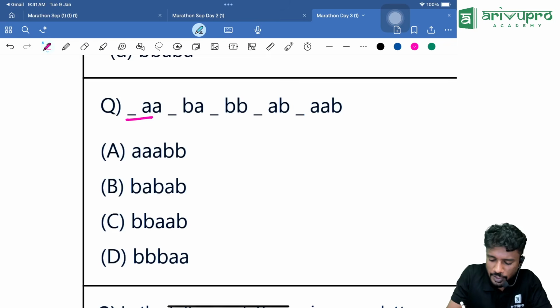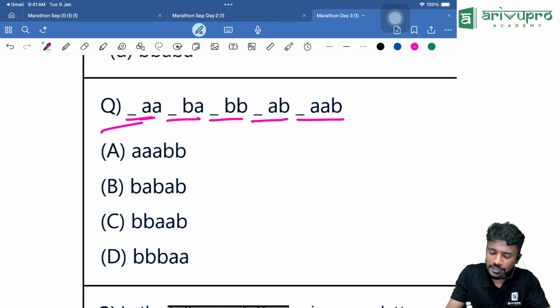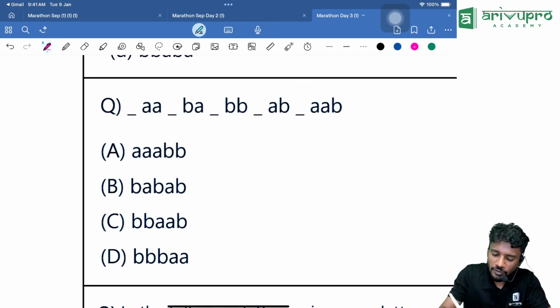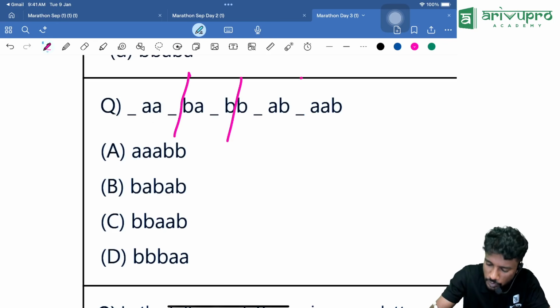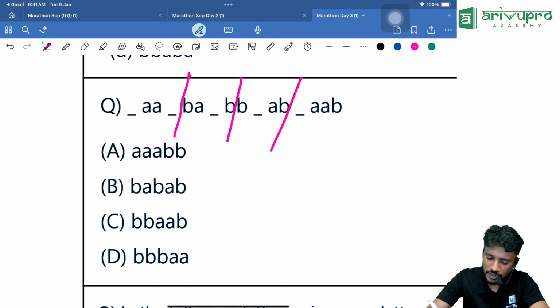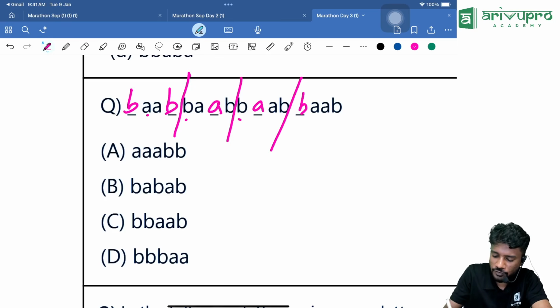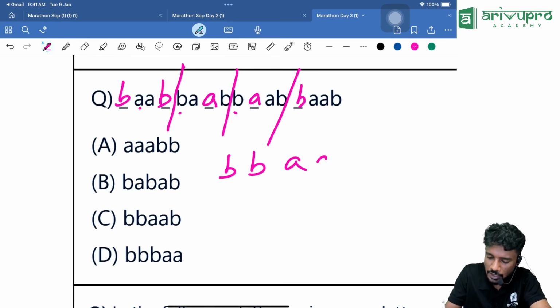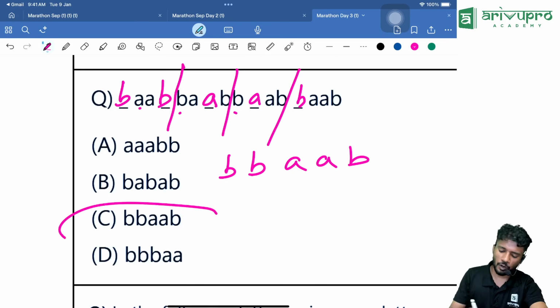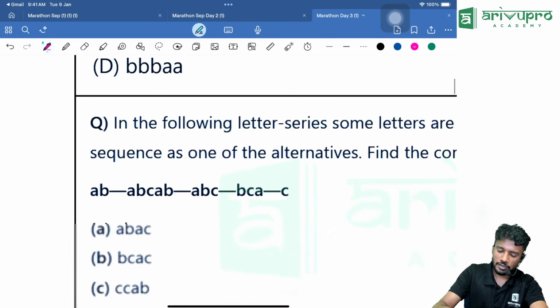Next one. Total how many are there? 3, 6, 9, 12, 16. 16 means we will cut it into how many parts? 4. Now, look at the first letter. Everywhere it is B, so we will fill B everywhere. Second letter everywhere it is A, so we will fill A here. Then the last letter is B. So we will fill B everywhere. Then the third letter everywhere is A. Now what are the filled letters? B, B, A, B. What is the answer? Option C is your answer. Then the final thing.